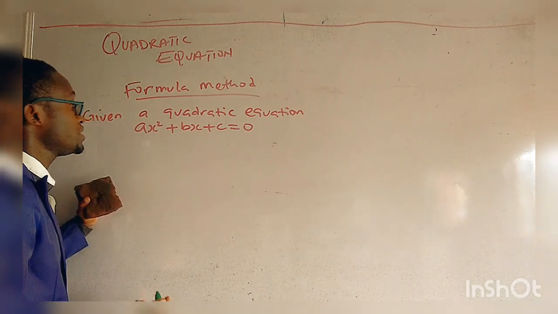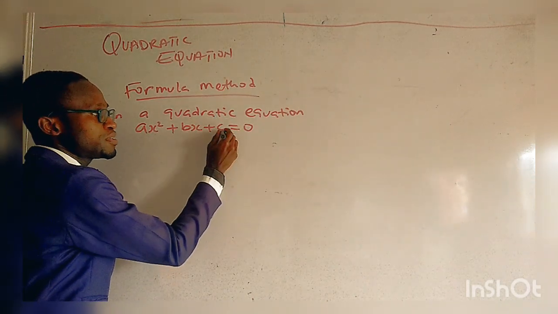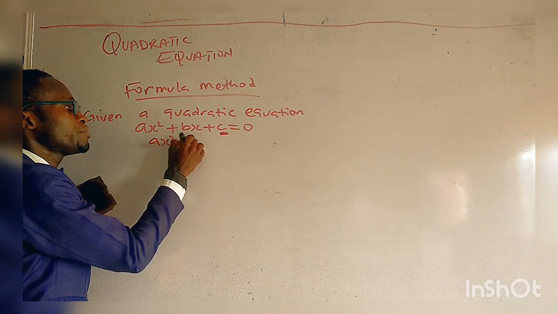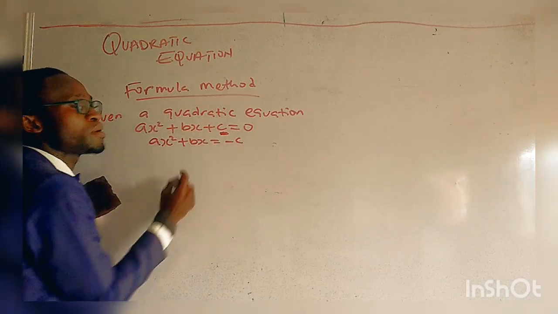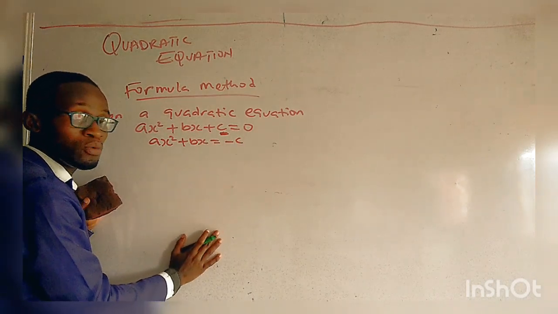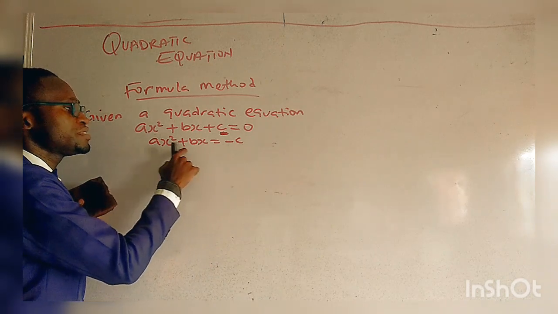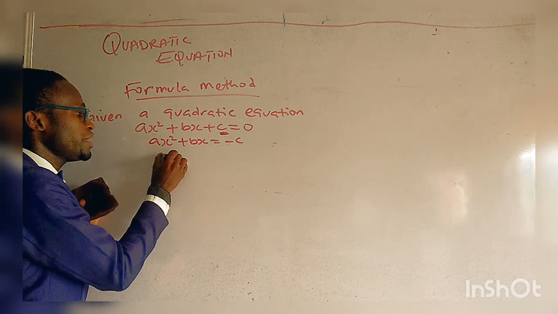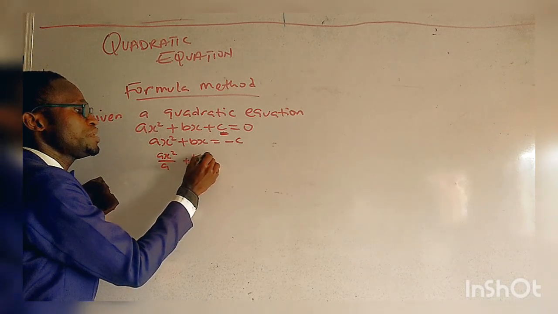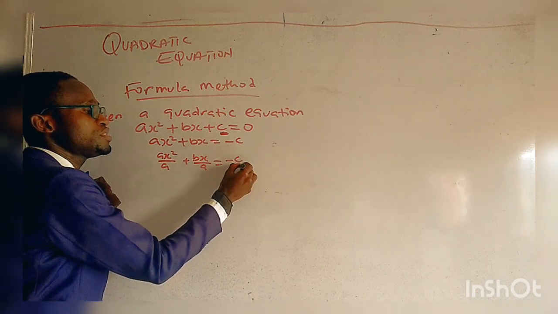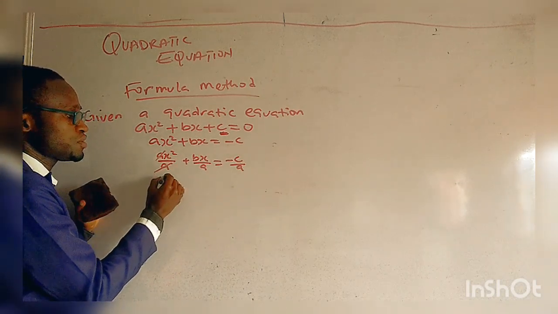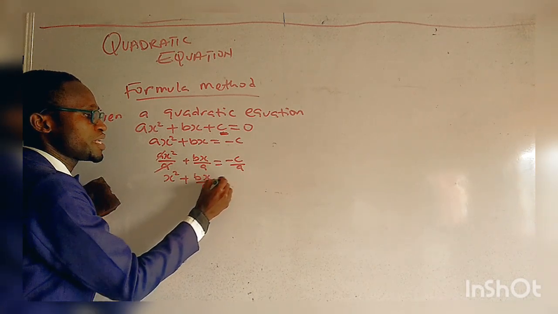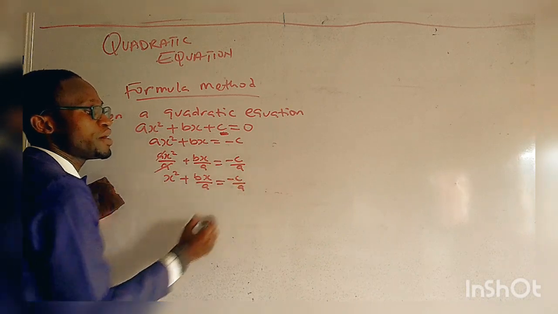What we are going to do is move this constant to the other side of the equation. So we have ax squared plus bx equals minus c. Next we divide through by the coefficient of x squared. That is, ax squared over a plus bx over a equals minus c over a. This cancels out, so we have x squared plus bx all over a equals minus c over a.